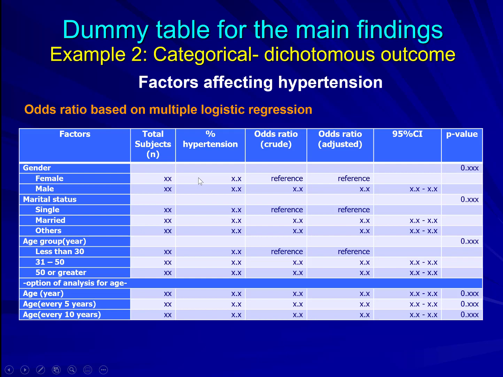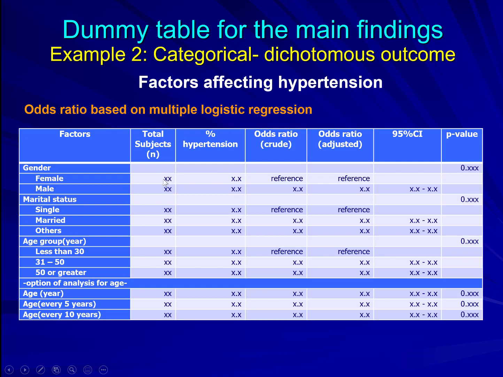But we do not need to present the number of people who have hypertension. The numerator is not needed, because it is redundant with the information here. If we know the percentage of hypertension and the total number, which is the denominator, we will know the numerator, or the number of hypertension patients. So only two columns are needed to describe that.